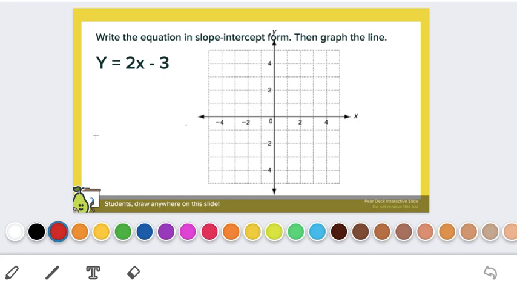32 part 2. You had some peer deck slides to do where I wanted you to write the equation in slope-intercept form and then graph the line. At this point, you're either watching this and doing it together, or you've already done it and you maybe want to just check your answers. So I take a look at this equation.